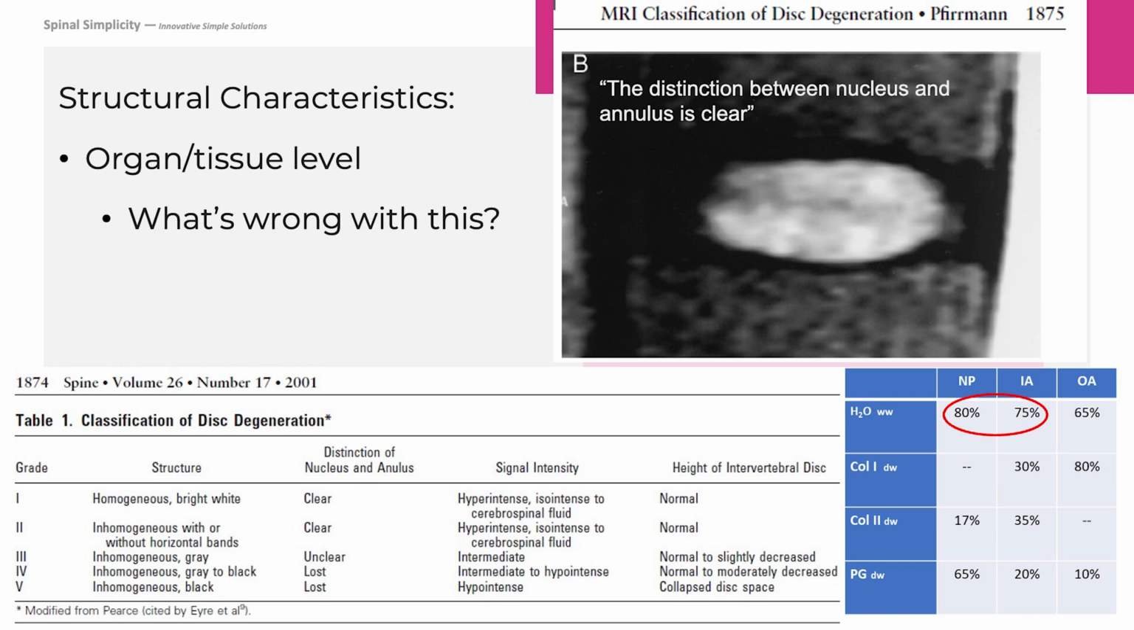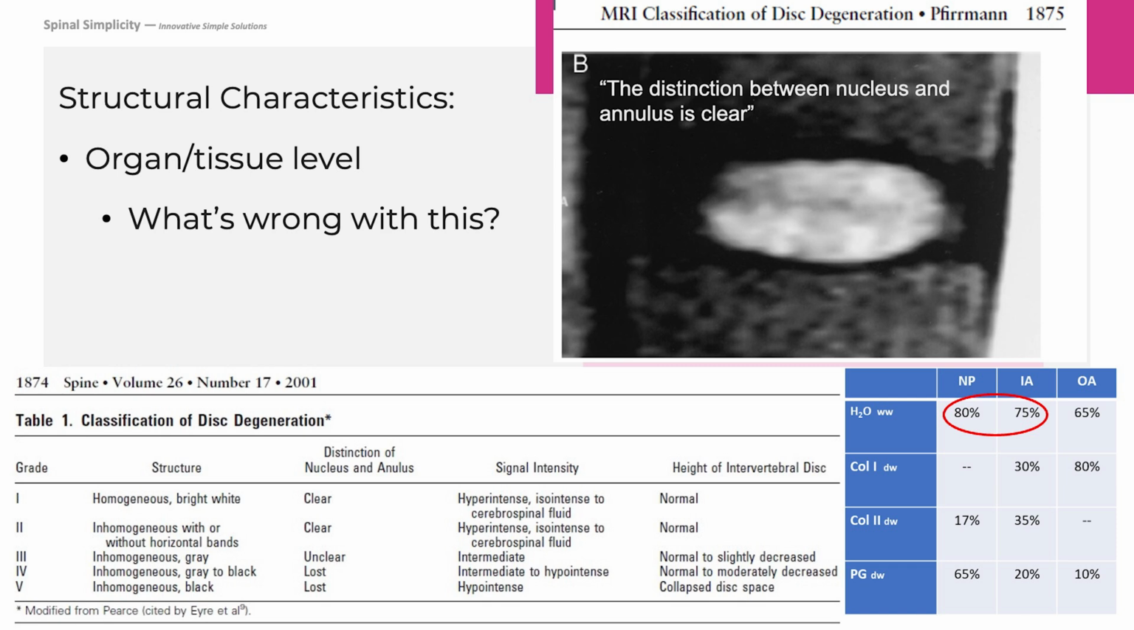And the statement they have throughout is the distinction between nucleus and annulus is clear. Well, that's not true. It's just not true. And why is it not true? Well, the inner annulus and the nucleus have about the same water content. So a T2 MRI is not going to be able to detect the boundary between the inner annulus and the nucleus. Really what you're seeing is a distinction between the outer annulus and the inner annulus.